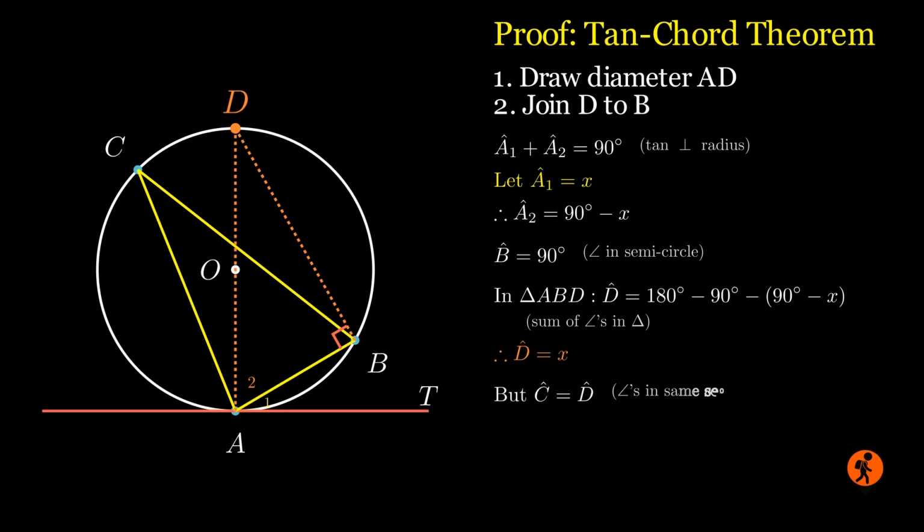For the grand finale, look at angle C and angle D. Because they both subtend the exact same chord AB, they are angles in the same segment, creating our familiar bow tie shape. Therefore, angle C must also equal x, proving perfectly that angle C is equal to the tangent chord angle A1.